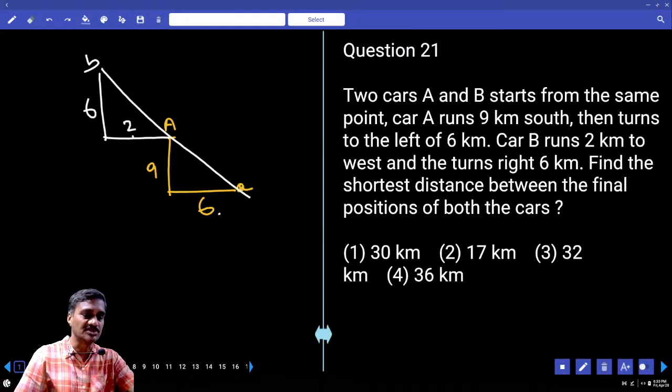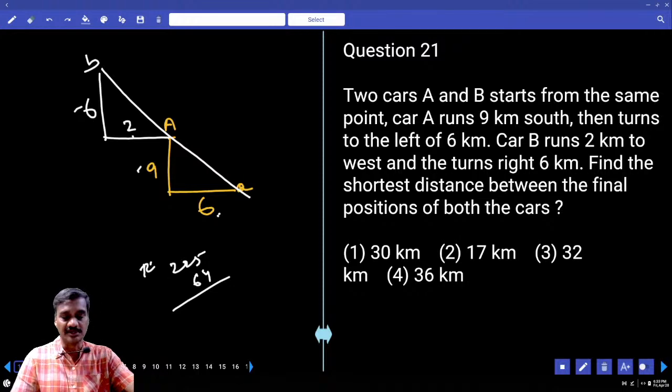Now 6 plus 2 is 8, and 9 plus 6 is 15. So 15 squared plus 8 squared: 225 plus 64 is 289. The distance is 17 kilometers, choice 2.